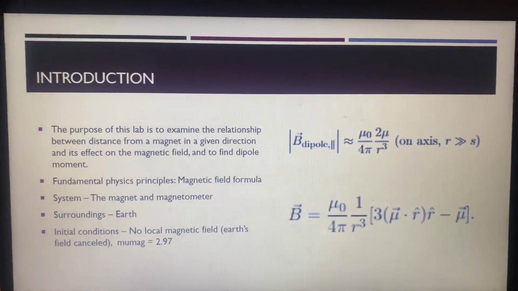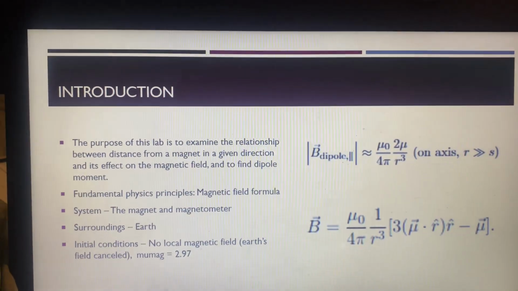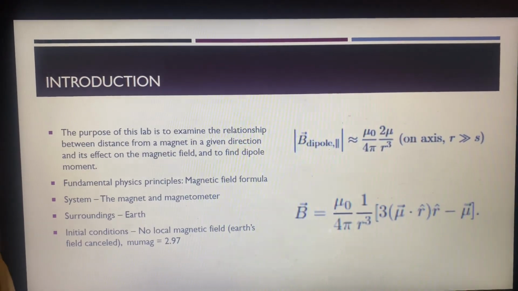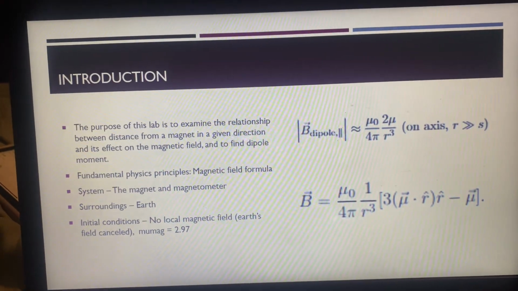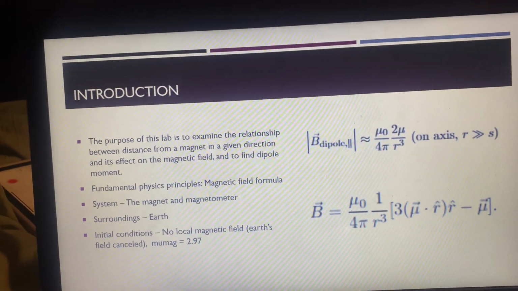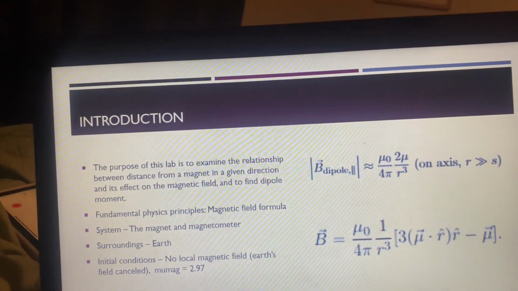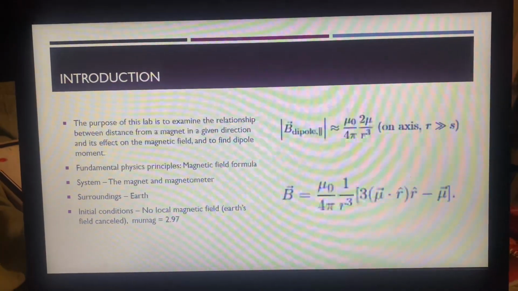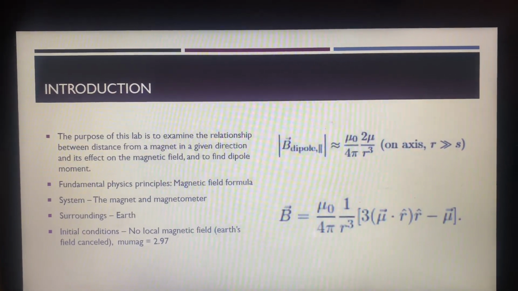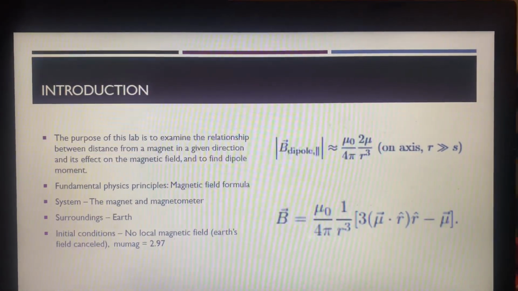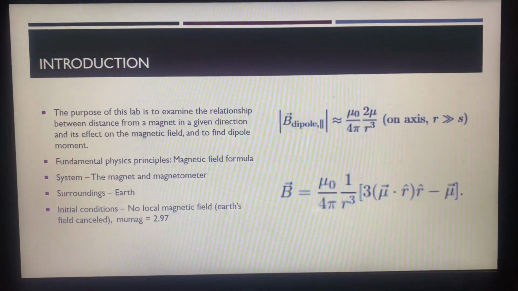As a brief introduction, this lab examines the relationship between distance from the magnet and the overall field strength at that position. The relevant equations are on the right-hand side. I used the parallel axis one to determine what the dipole moment actually was. The system is the magnet and the magnetometer, and the surroundings are the Earth. The initial conditions are that there was no local magnetic field because we canceled it out.